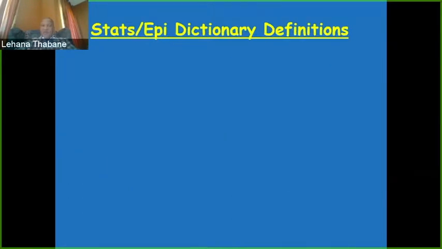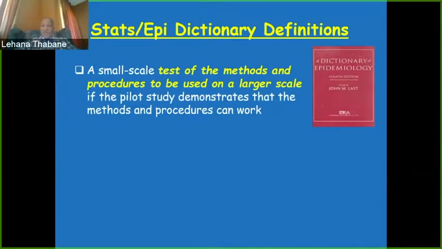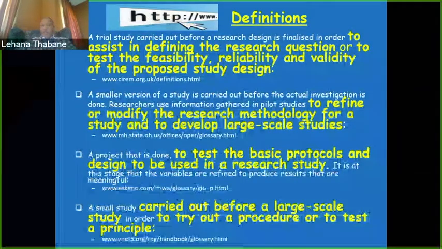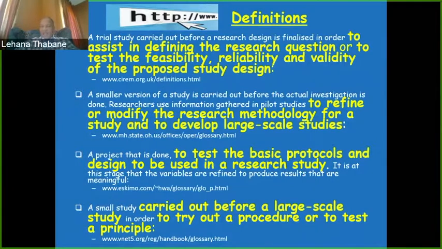And if you look at some of the epi dictionaries, they use the word to mean you're testing methods or procedures on a smaller scale, and you're going to use that information to plan something on a larger scale. And the same thing if you go into the dictionary of medical statistics, it's testing the feasibility of methods and procedures, and the goal is simple. If you look at other definitions online, they all seem to have something in common. You're doing a test of something that you plan to do on a larger scale.